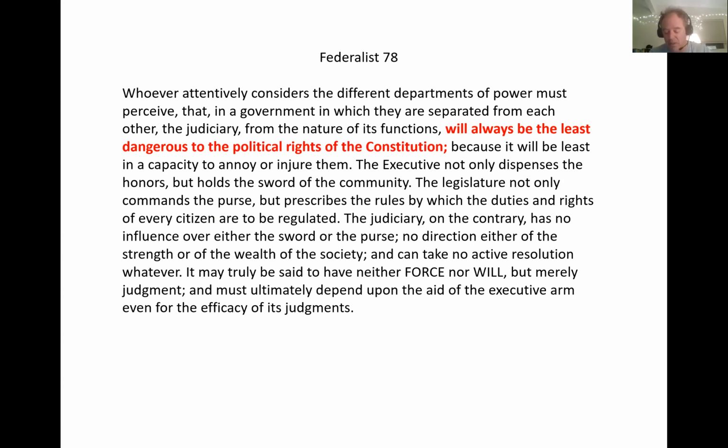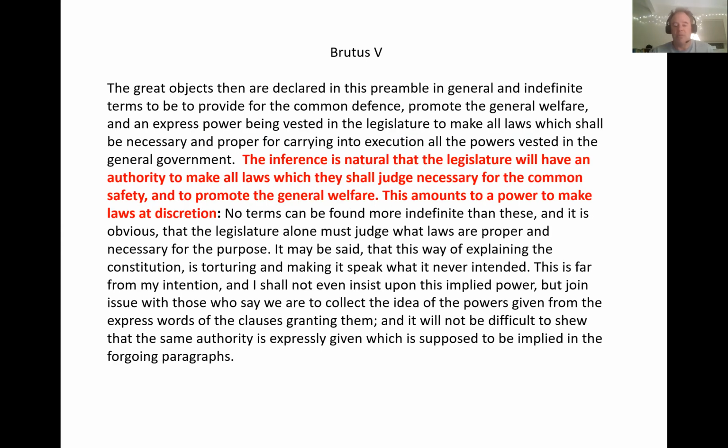It's a reminder, I think, of how the current American government has really changed its structure. Brutus counters to this by saying, look, the federal government is simply too powerful, and he seizes on the necessary and proper clause. The legislature will have an authority to make all laws which they judge necessary for the common safety. This amounts to a power to make laws at discretion. And here it turns out he's basically correct.